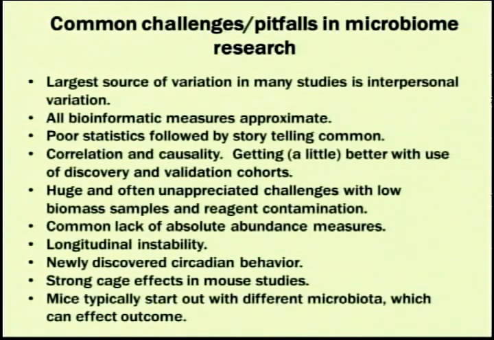Commonly, there's a lack of absolute abundance measures. For both the tag sequencing and the shotgun metagenomic sequencing methods I mentioned, what you get is a proportion of different kinds of bugs or genes or whatever within your sequence set. That is, what you're talking about is 100%. And some bugs 90%, some bugs 10%, whatever. You're not measuring the absolute amount of bugs that are there unless you do a separate experiment.